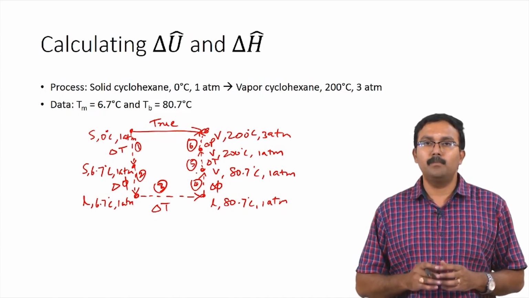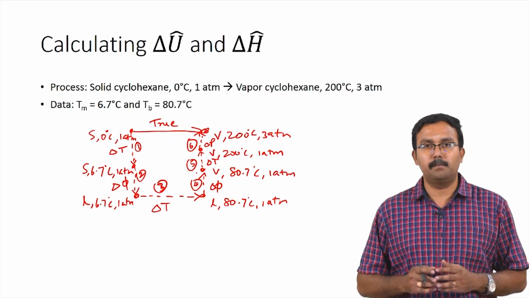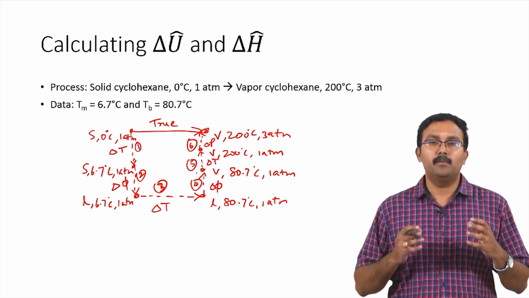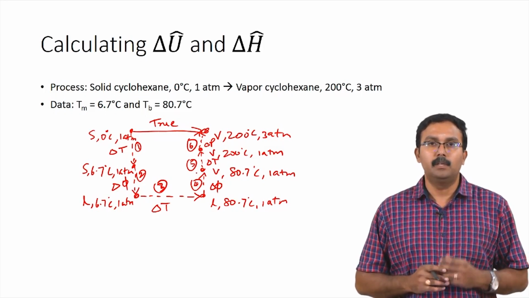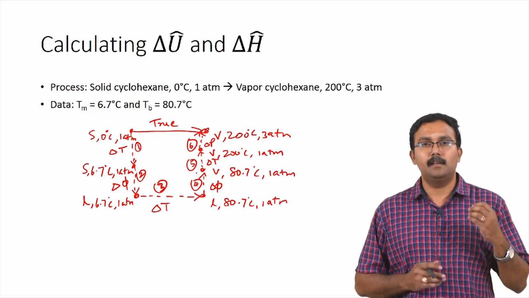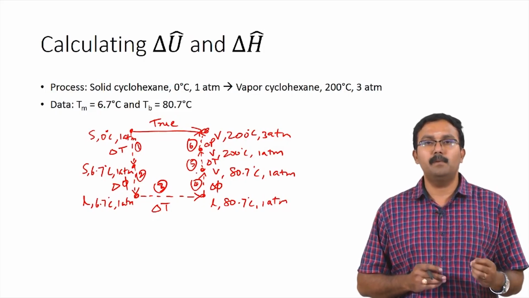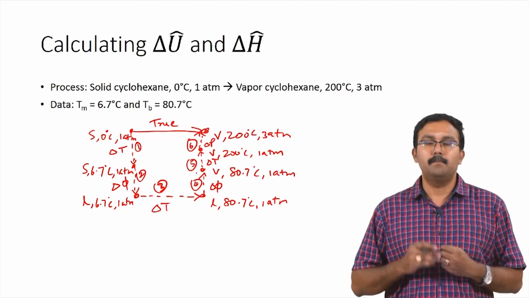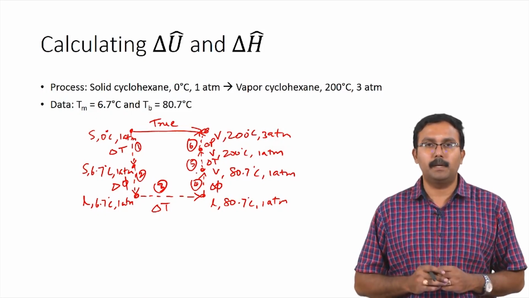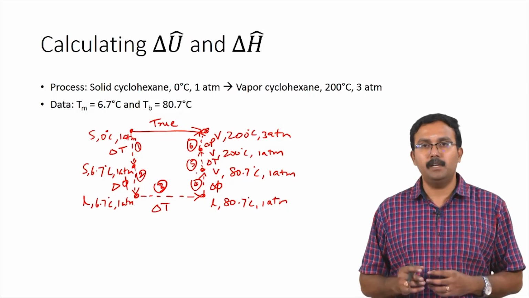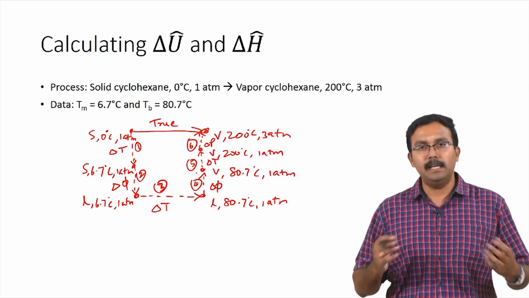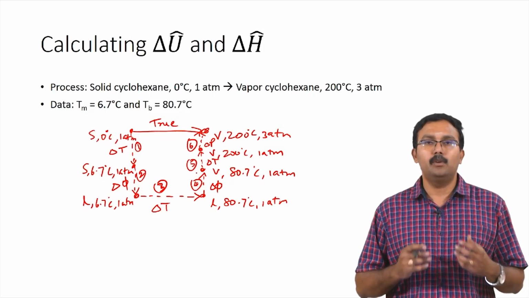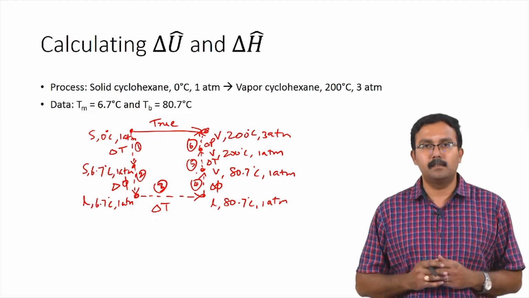For the same process you might be able to build different hypothetical paths depending on what information is available to you. Here I had given you that the enthalpy information was available at specific boiling and melting points, and based on that you built this hypothetical path. If the data given is different, you might be able to build a completely different hypothetical path and you will be able to arrive at the same answer.